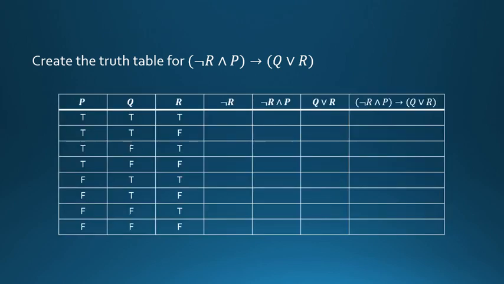So we have P, Q, and R. To get all possible combinations of truth values for that, we need 8 separate rows. When you have 3 different letters, P, Q, and R, P is 4 T's and then 4 F's. Q is 2 T's, 2 F's, 2 T's, 2 F's. R then alternates TF, TF, TF, and TF.